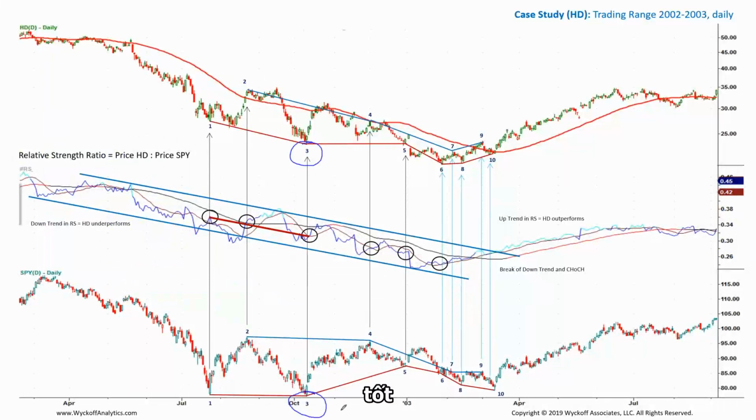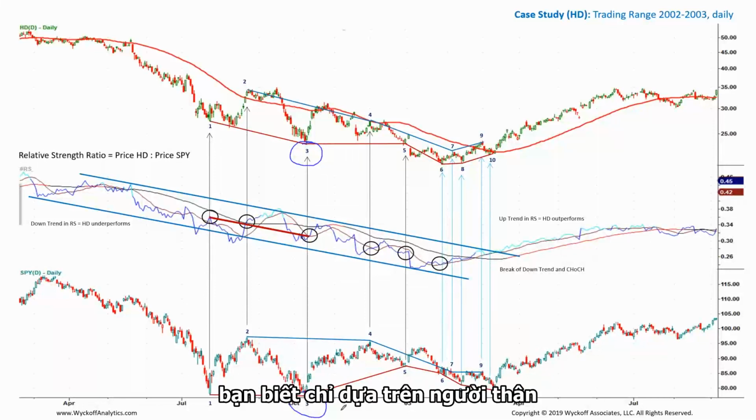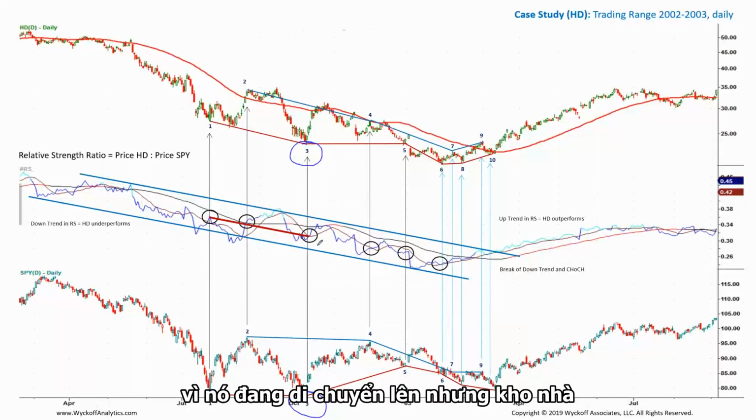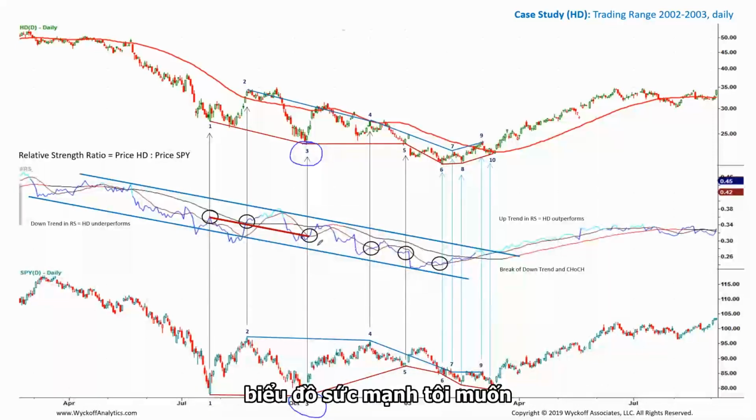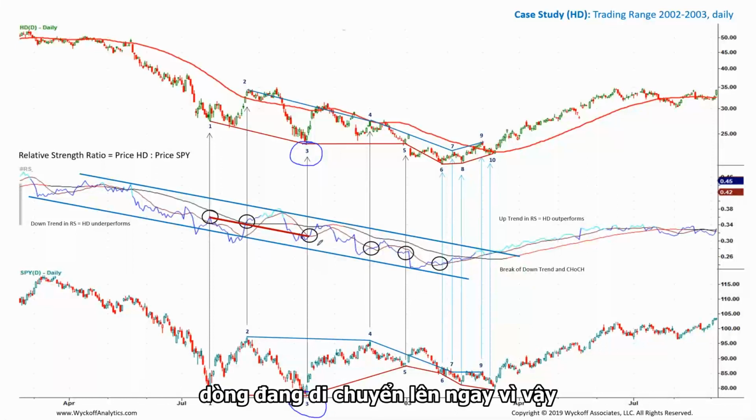Well, just for that little gap, based on the relative strength, the blue line, Home Depot is showing outperformance there since it's moving up, but Home Depot's still on a downtrend. So if I were looking at that relative strength chart, I'd probably still stay away from Home Depot and own SPY. But the blue line is moving up, right?